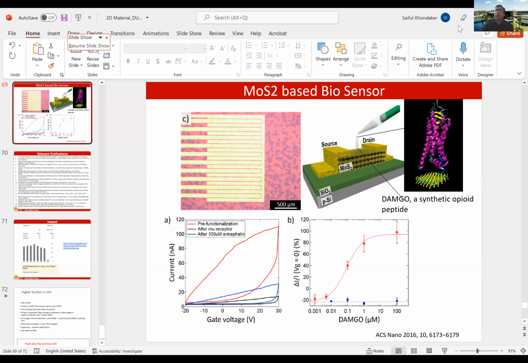And this is a synthetic opioid peptide. So you know that opioid addiction is a big crisis in the United States, right? A lot of people die from this opioid addiction. So the federal government gives money to do a study on opioid, right?